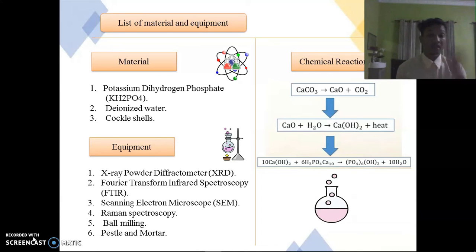For the next part is the chemical reaction. We can see how the calcium carbonate and calcium oxide react with others to produce the hydroxyapatite.